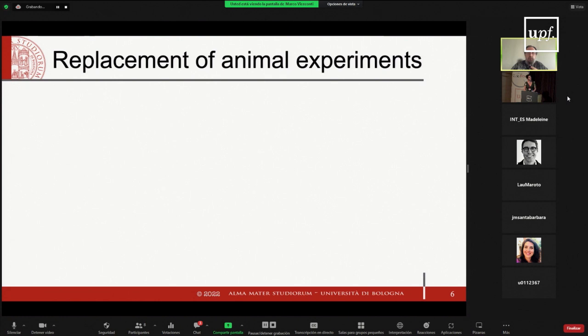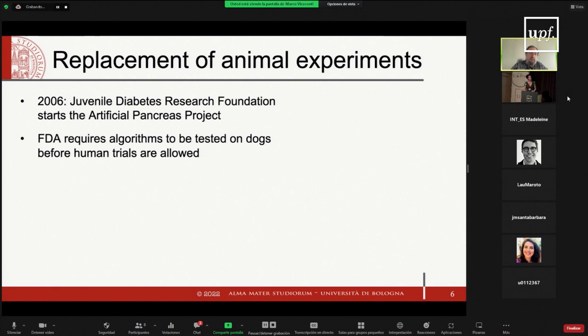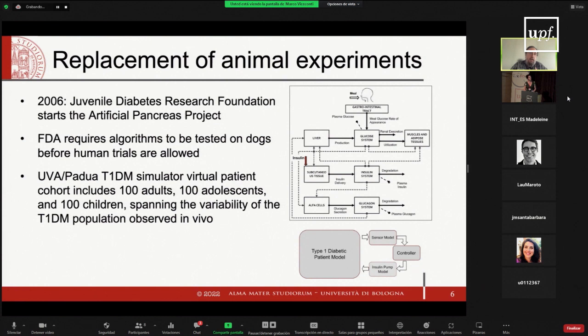Well, a first important event was the acceptance in 2008 by the FDA of the possibility of using an in silico model, as an alternative to animal experimentation, to test algorithms that controlled an artificial pancreas for children with type 1 diabetes.